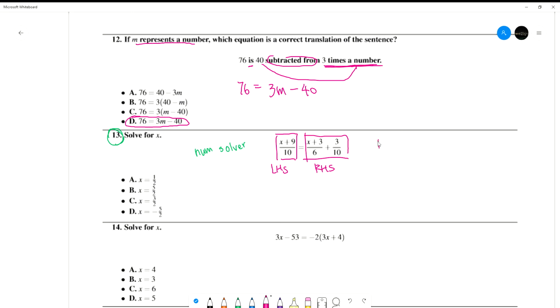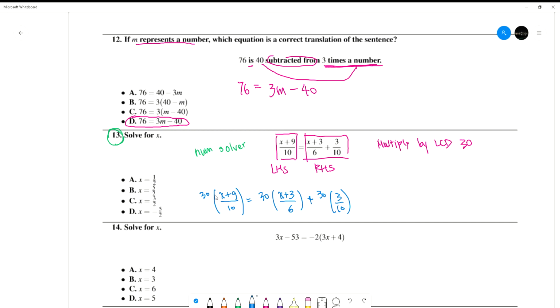So I like to multiply by the LCD. The LCD in this case for 6 and 10 is 30. Okay, so I'm going to multiply all the terms by 30. So I have 30 times x plus 9 over 10 is equal to 30 times x plus 3 over 6, and then plus 30 times 3 over 10. Okay, notice I kept all the signs there, like this plus there, right?